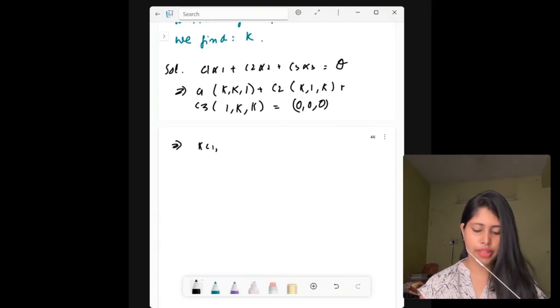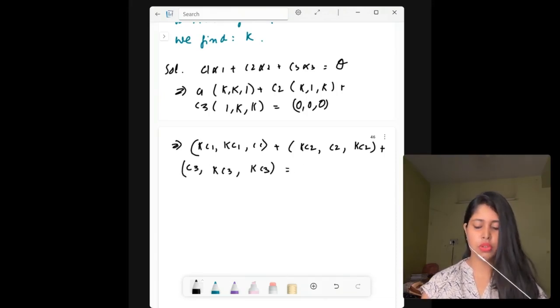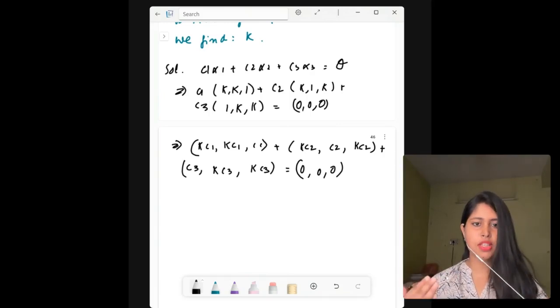kc1, kc1, c1, then kc2, c2, kc2 plus c3, kc3, kc3 will be equal to 0, 0, 0, right? And here you need to do the vector addition. How do you do that vector addition? First you need to add these terms component wise. So adding this term component wise, we get kc1.